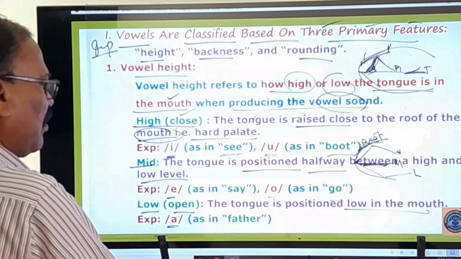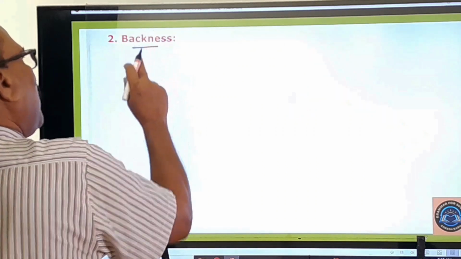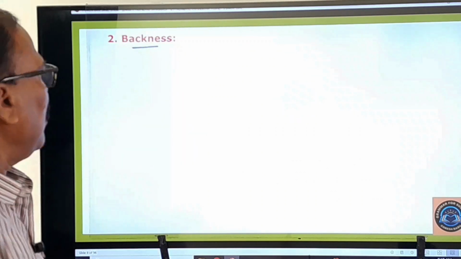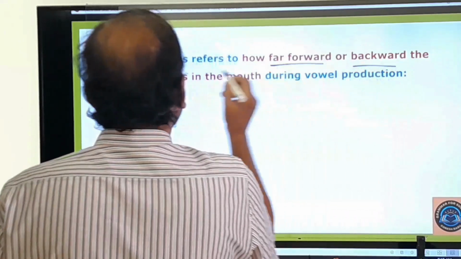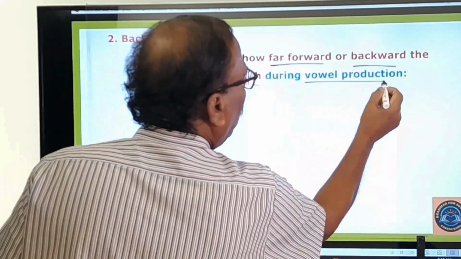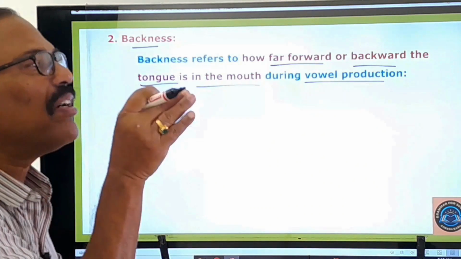And now you move on to the backness. Backness means what? So again, this refers to the position of the tongue. So here backness refers to how forward and backward the tongue is in the mouth during vowel production. So how far this tongue is moving forward or backward.